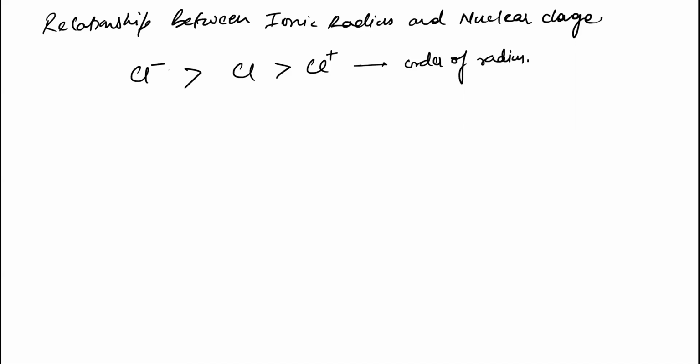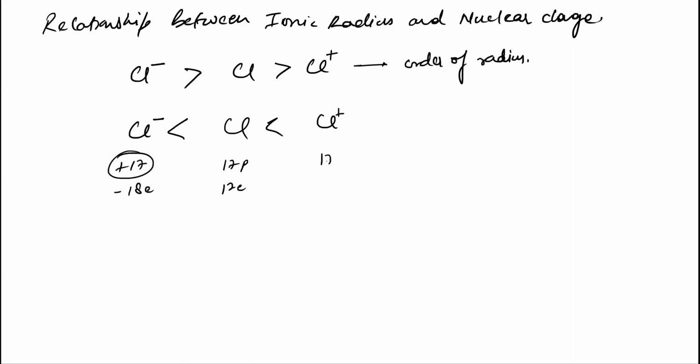And which one has the highest nuclear charge, the positive charge of the nucleus? Cl minus has the least nuclear charge because it has 17 protons and 18 electrons, so the nuclear charge is less in this one. Then we have Cl with 17 protons and 17 electrons, and then Cl positive with 17 protons and 16 electrons. So the nuclear charge is maximum in this one.